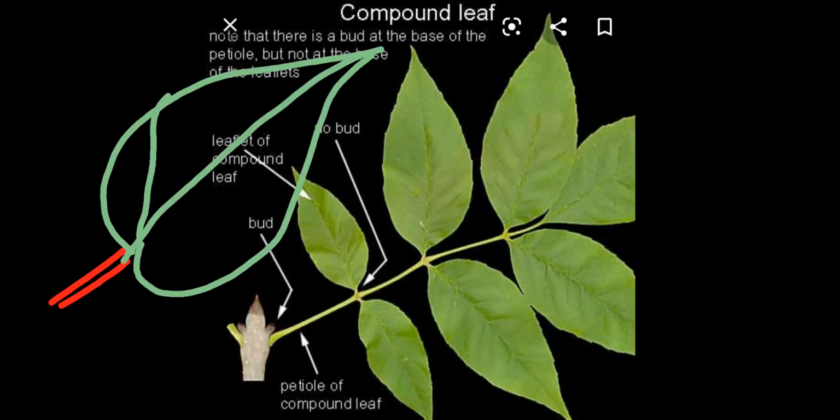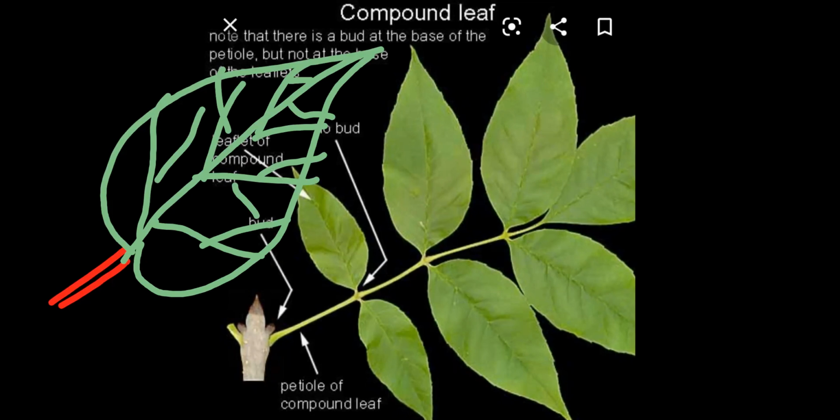Then their veins and further veinlets. Right? Next, this is the part of the stem axis to which the leaf is attached. Can you tell me, on the stem, at which position does the leaf arise?